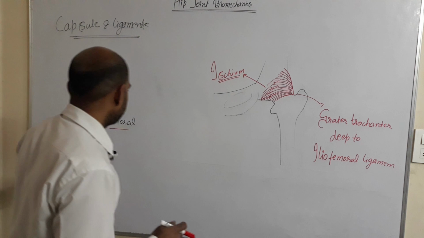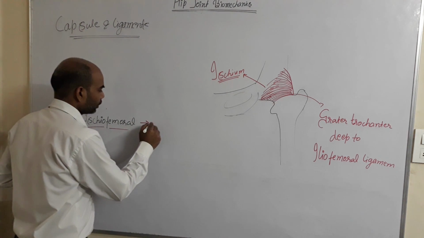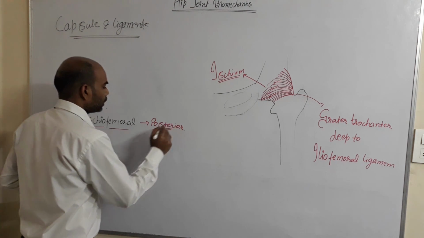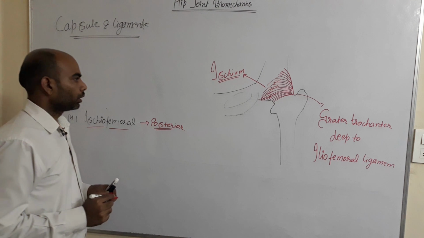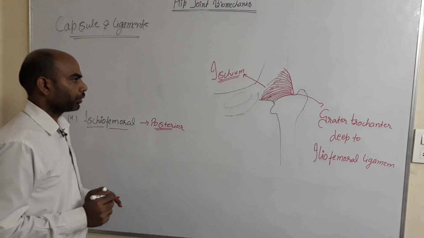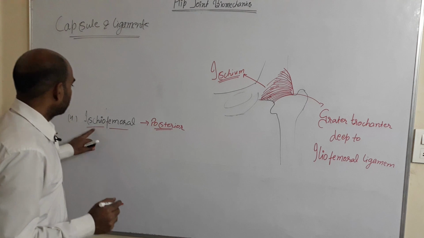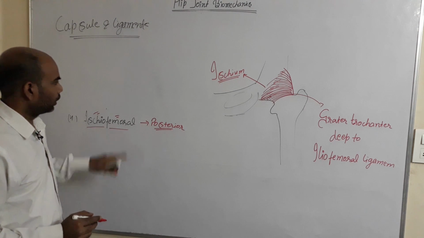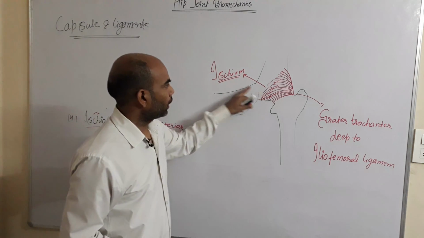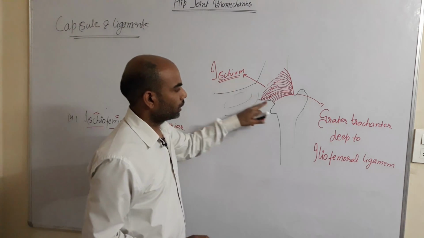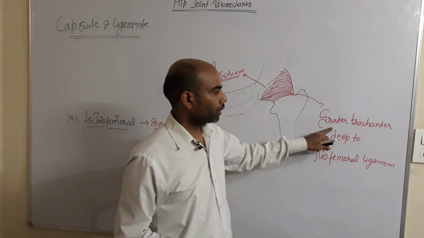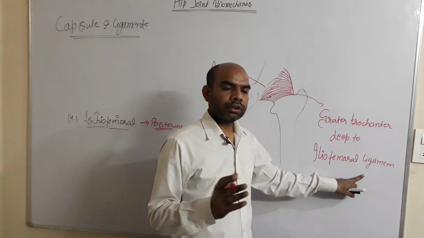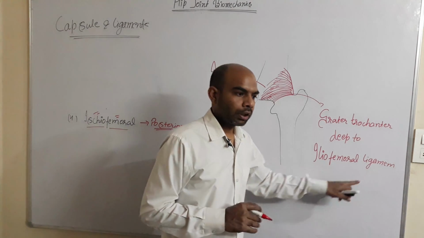The ischiofemoral ligament is the posterior ligament. This ligament provides stability posteriorly to prevent posterior hip dislocation. Ischiofemoral means one attachment on the ischium and another on the femur. Its proximal attachment is on the ischium and its distal attachment is on the greater trochanter, deep to the iliofemoral ligament, meaning this ligament is deep to the iliofemoral ligament.